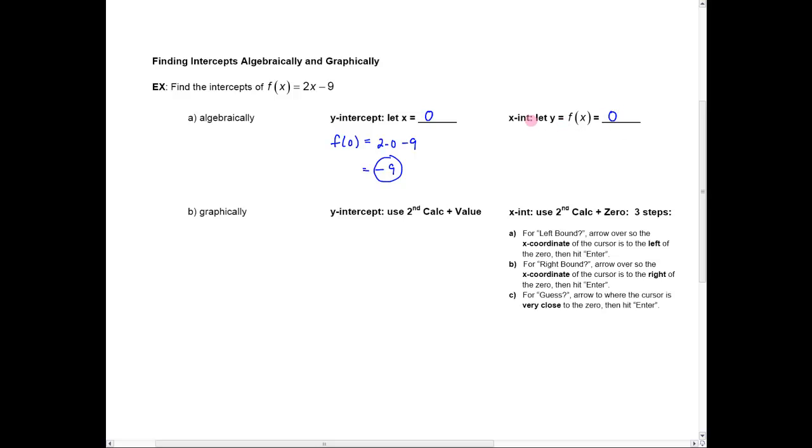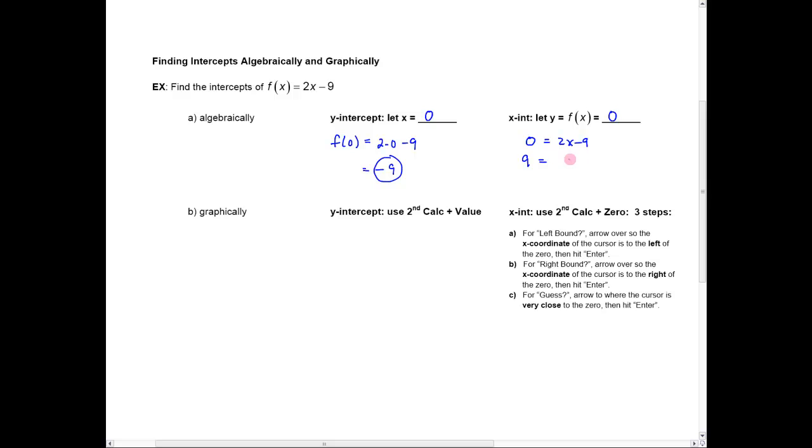Likewise, if I want to find the x-intercept, I let y equal 0. If I'm on the x-axis, I might not know the exact x-coordinate, but I certainly know my y-coordinate is 0. So if I let y equal 0, I would set my f of x or y value to 0. So this right here is going to be 0 equals 2x minus 9. And that gives me an equation. When I solve it, that's going to tell me what x is, right?